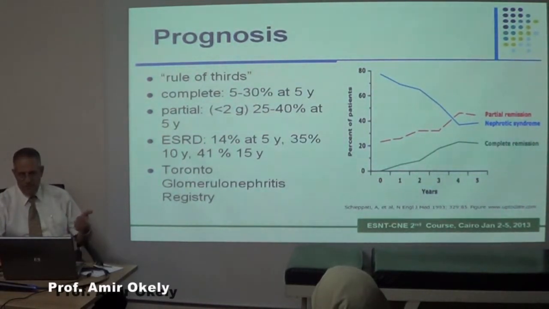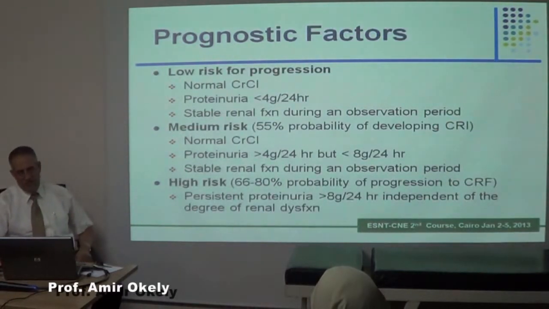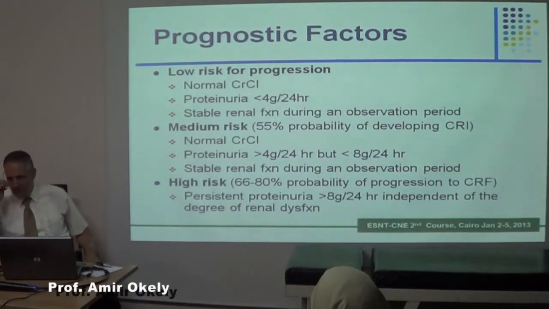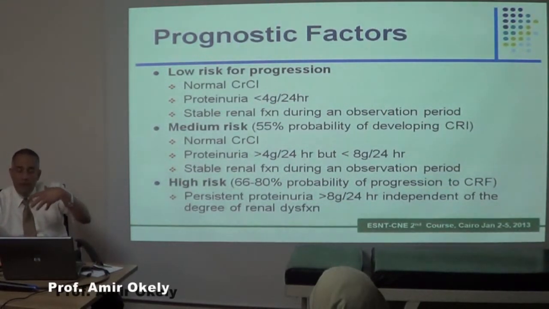End stage, 14% at 5 years, 35% at 10 years, 41% at 15 years. What about prognostic factors? We usually put the membranous nephropathy patient into one of these categories, because later on our selection of management will depend on this classification.